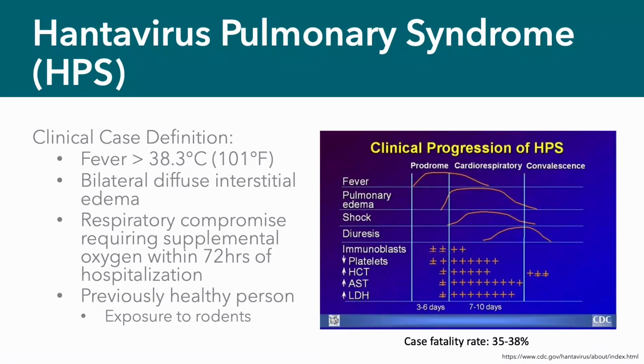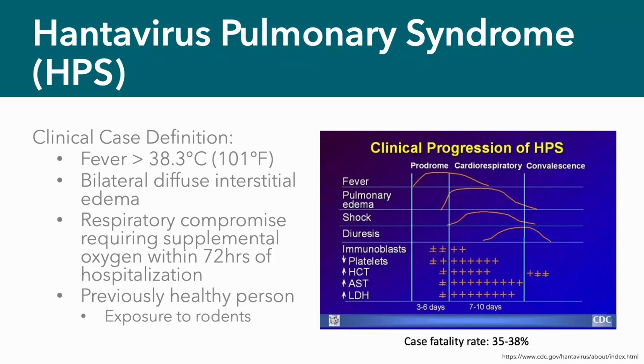We'll continue with the discussion of hantavirus pulmonary syndrome, or HPS. This syndrome is defined by the following: a fever greater than 38.3 degrees Celsius or 101 degrees Fahrenheit, bilateral diffuse interstitial edema, respiratory compromise that requires supplemental oxygen that is often quite rapid and occurs within 72 hours of hospitalization, all of this occurring in a previously healthy person with a positive epidemiologic linkage to rodents or rodent fluids.